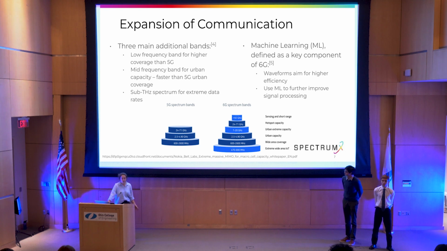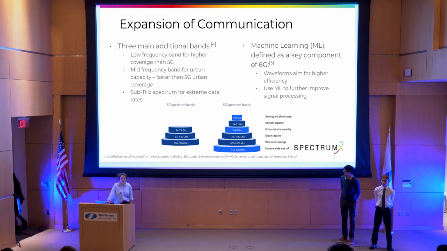So 6G would require an expansion of communication. There are three additional bands in comparison to 5G. You can see the bands that 5G operates in, in dark blue, and then the comparison of where 6G will operate. There's going to be a higher frequency, a lower frequency, and then one right in the middle, which is the one that we're focusing on in this presentation. 6G will also have a key machine learning component that will help with improving signal processing.